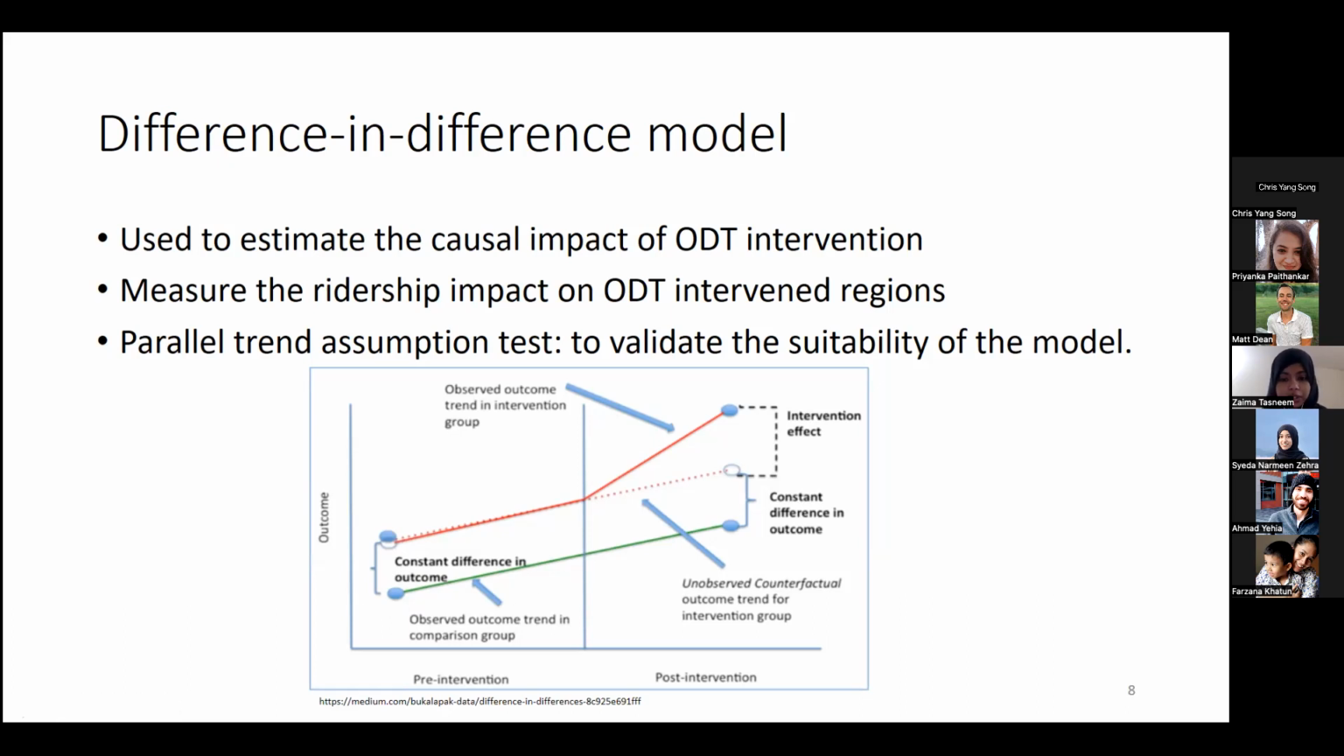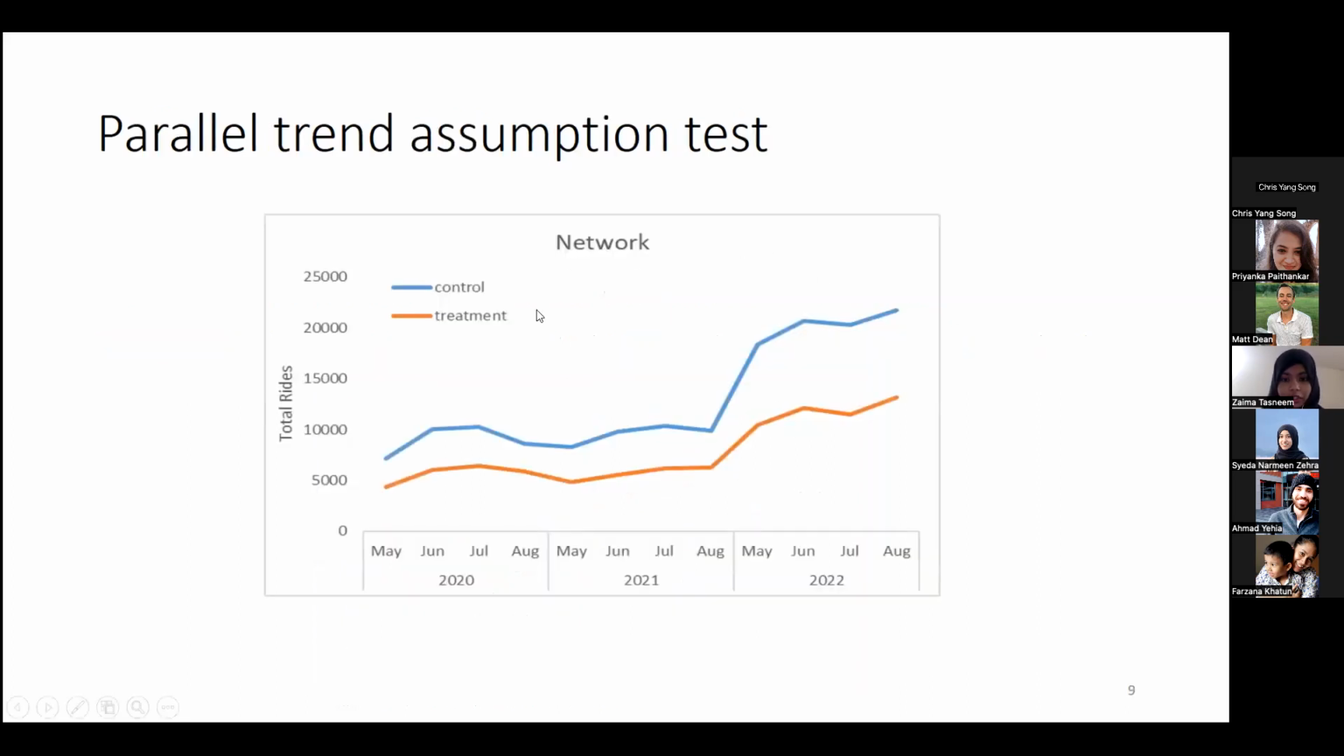But after the ODT service is implemented, if we remove the data for their ODT ridership, then also we are supposed to see a similar trend in the 2 groups as well. So that's what we verify using this parallel trend assumption test. And here is the result that we got for the whole network. As you can see, for both the control and treatment groups, we see a more or less parallel graph, which means that this model is suitable for our study.